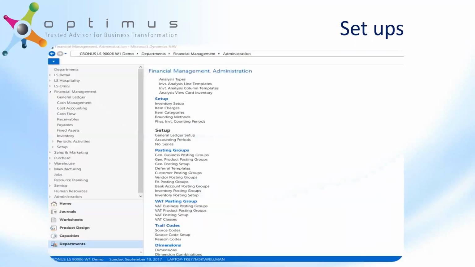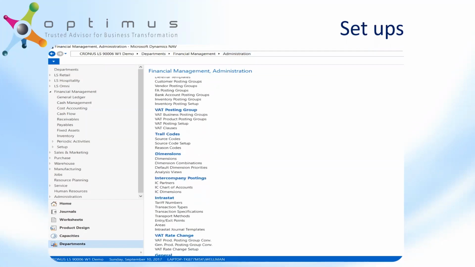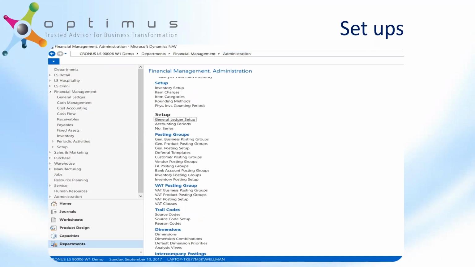Now, we need to consider making some setups. This is NAV. I'm basically still showing NAV, but I have some slides and videos for Business Central. I'm still using NAV since we are closing, and this specific webinar is for all of you who are already working with NAV, of course. So the idea is to work with the same window.